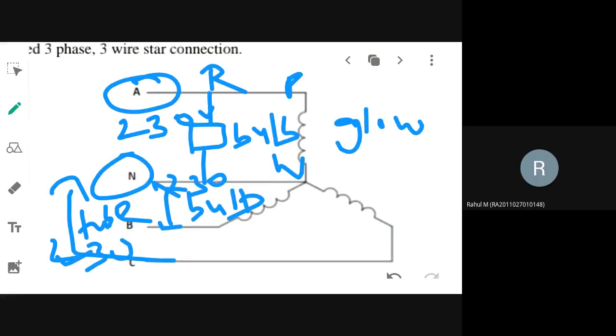No supply in neutral. Only in phase you will get supply. Neutral is a return path. Suppose if you are having a DC circuit, what are the two terminals that you are having? Positive and negative. Negative is forming the return path, no? Same way, neutral is also a return path only. Understood the meaning?